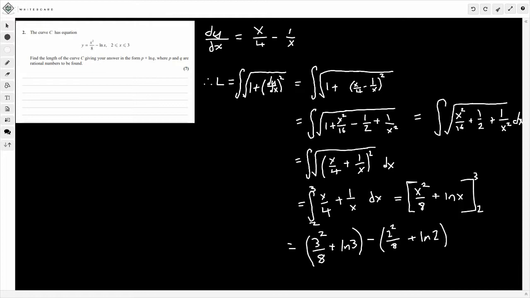Perform the correct calculation. So this is 9 over 8 minus 4 over 8, which gives me 5 over 8. And then ln 3 minus ln 2, which is just plus ln 3 over 2. And there we have it, guys. That's all 7 marks. So your p is 5 over 8 and your q is 1.5 or 3 over 2. And there we go, 7 marks.